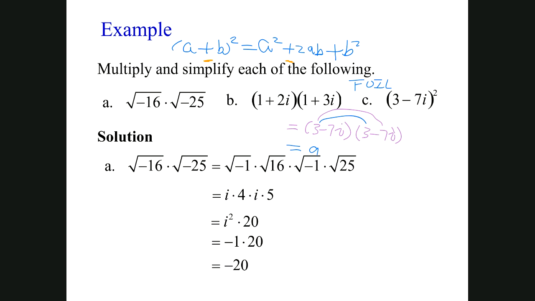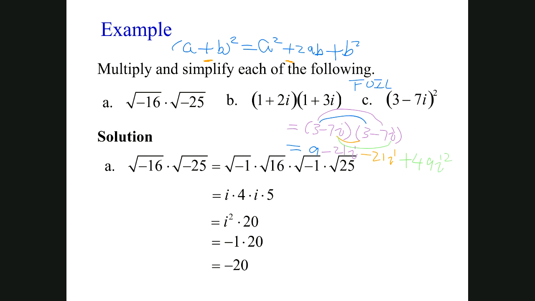So 3 times -7i will be -21i, right? And then this one right here, the inner term: we have a -7i times 3, that's another -21i. And then the last term here, so where's my last term? Well, this is my last term here. You remember this is negative in the front. So -7i times -7i should be plus 49i squared.